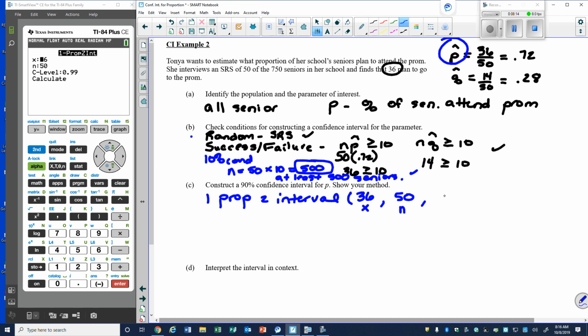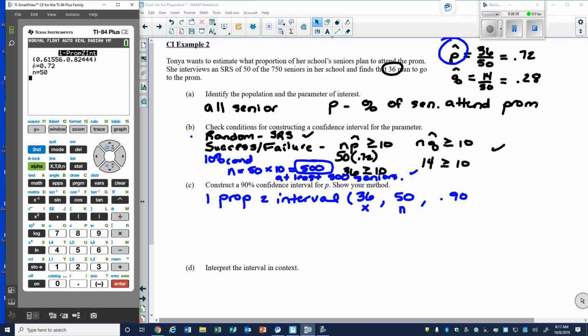Then it asks you for your confidence level. For this particular problem, my confidence level is 90%. So I am going to change this confidence level here and type in 0.9 instead. And then once you have that all typed in, you're just going to hit enter on calculate, and it's going to spit the confidence interval out for you.